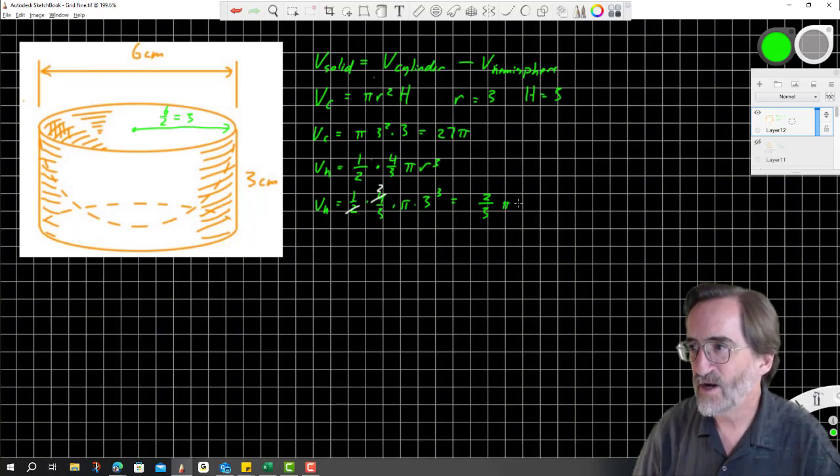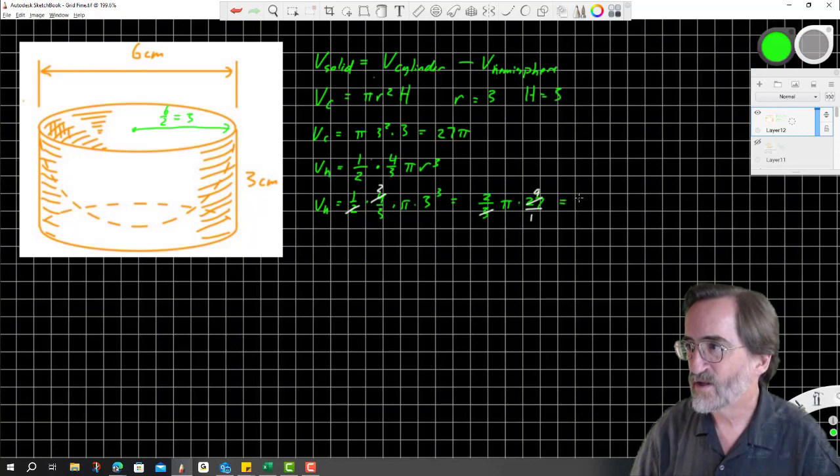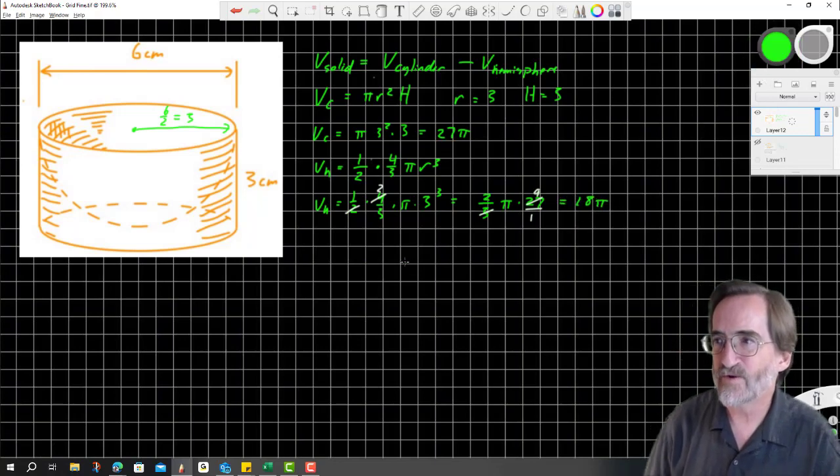Pi times 3 cubed is 27. And let's go ahead and simplify a little further. I can think of this as 27 over 1, cross reduce. 27 divided by 3 is 9. So 2 times 9 is 18 pi. Okay, so that's the volume of the hemisphere.